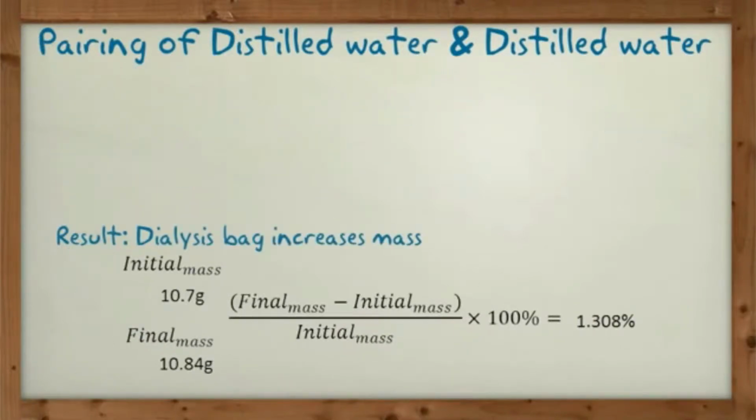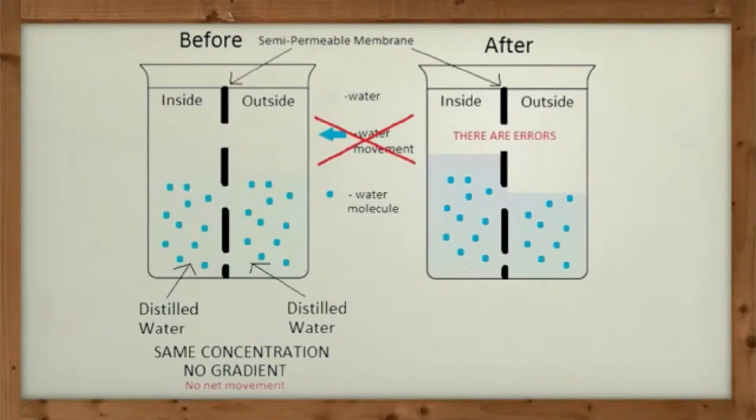The result is an increase in mass. There is no net movement of water because the solute potentials are the same. The result is due to errors in the lab.